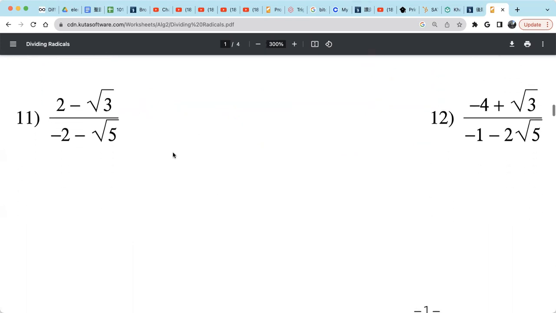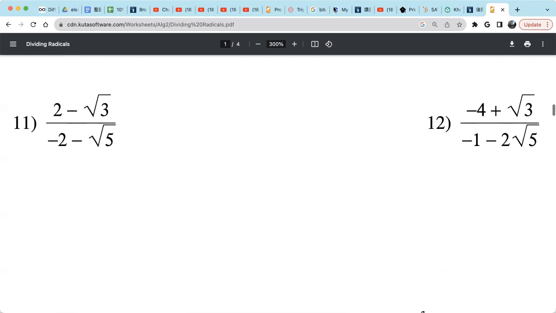Let's see, 11 and 12. Those are the last two. So this is different from before. What's the difference? We have 2 terms in the numerator and 2 terms in the denominator. Let's put the negative sign in the denominator up front, then we don't have to deal with it. So now let's multiply by its conjugate. Square root of 5, again, is bigger than 2. So I'm going to write square root of 5 up front because I don't want to deal with negative numbers. 2 plus square root of 5 is the same as square root of 5 plus 2. But when I do minus, it's different.